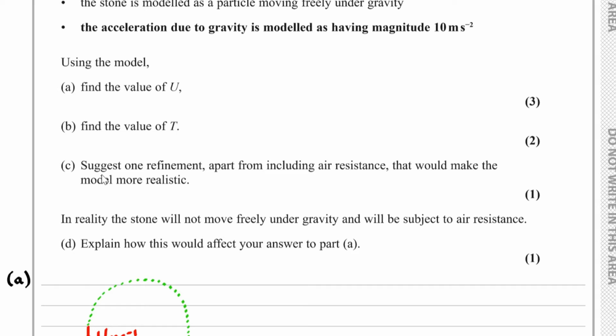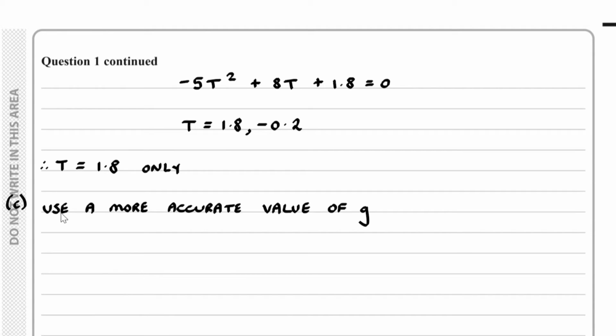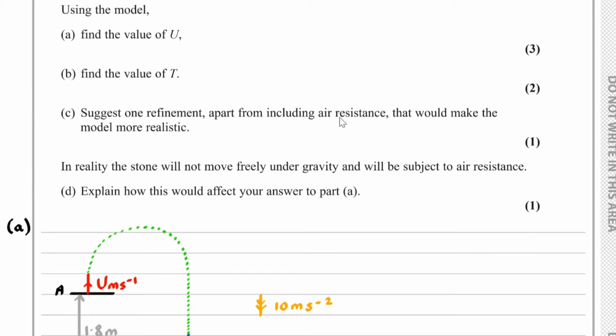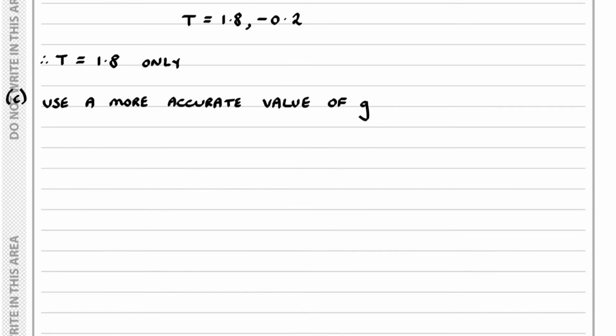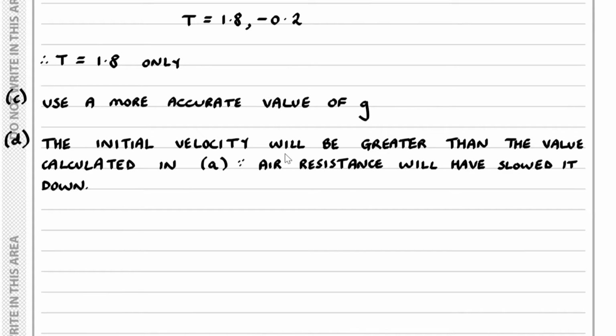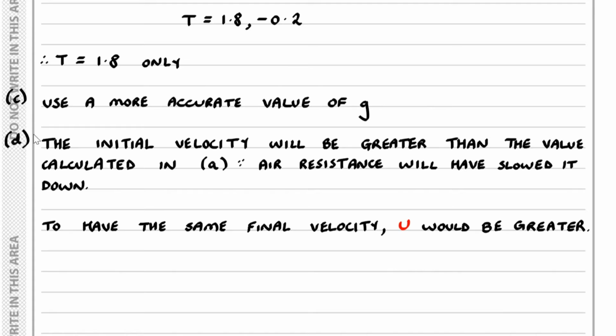Now for part C, we have to suggest one refinement apart from including air resistance that would make the model more realistic. For part C, we could use a more accurate value of g. And then for part D, in reality the stone will not move freely under gravity and will be subject to air resistance. We have to explain how this would affect the answer to part A. Well, for part D, the initial velocity will be greater than the value calculated in part A, and that's because air resistance will have slowed it down. And so, to have the same final velocity, u would be greater.